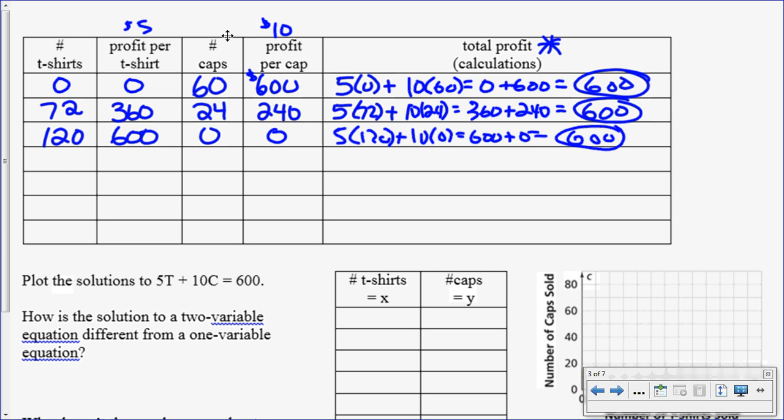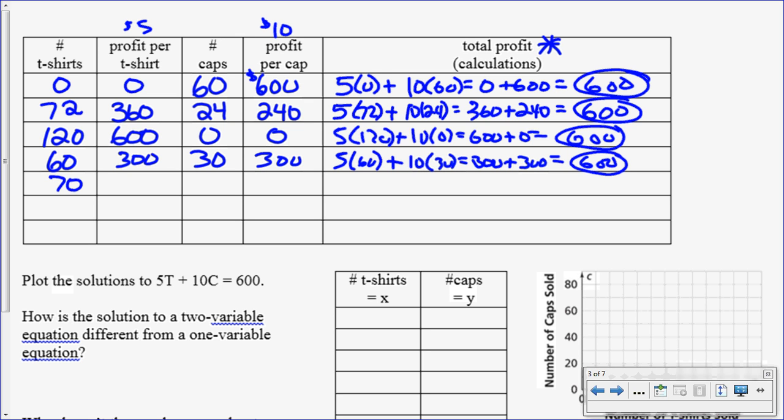Okay, here's another one, 60 and 30. 60 times 5 is $300. 30 times 10 is $300. So again, when I put this on the board, 300 plus 300 gives us $600. So hopefully you're finding a few, and hopefully some of ours match up.